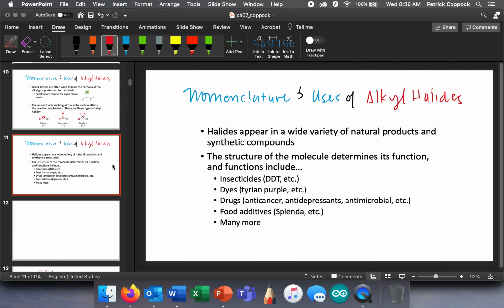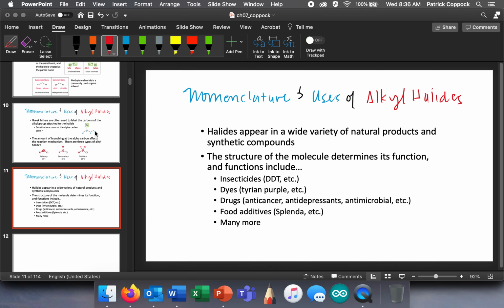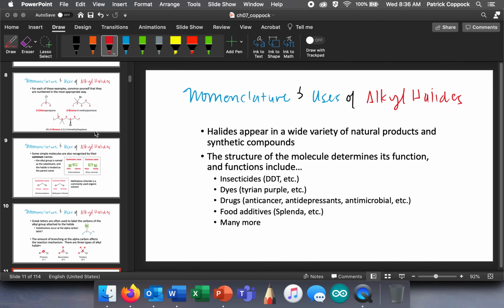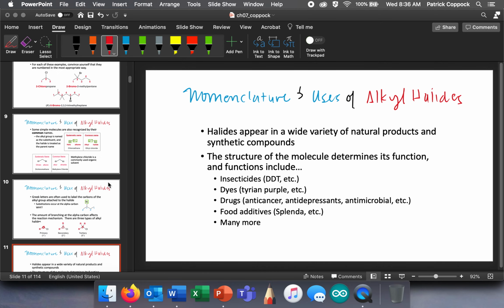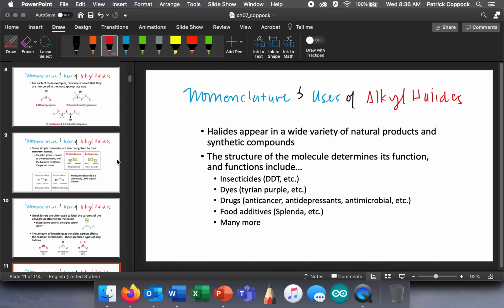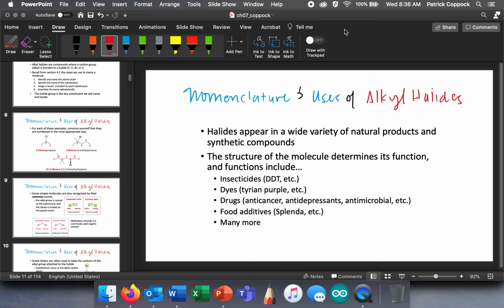Halides appear in a wide variety of natural products and synthetic compounds, including insecticides, drugs, dyes, food additives, and many more. So the primary take-home for this conversation is how to name alkyl halides, and to be advised that we're going to be using alkyl halides a great deal in organic chemistry. I hope that you are comfortable with them very soon. All right, go practice.